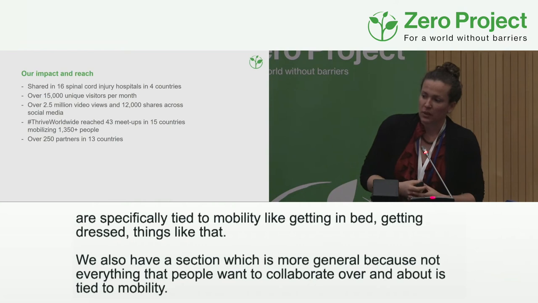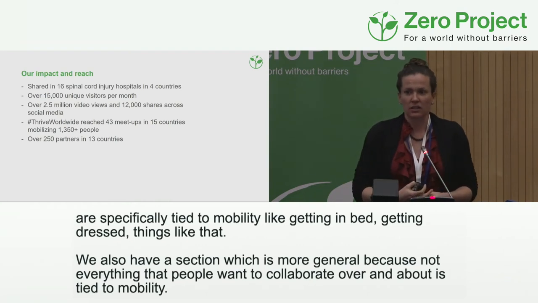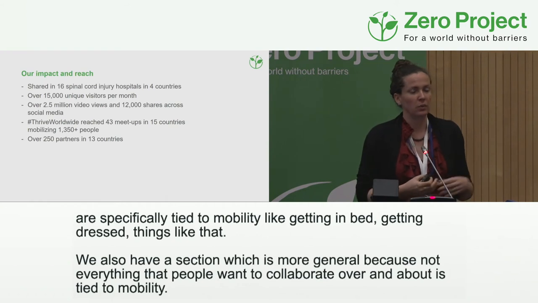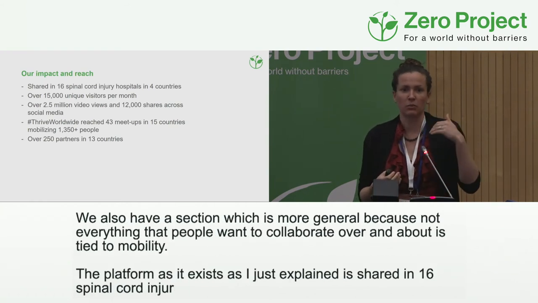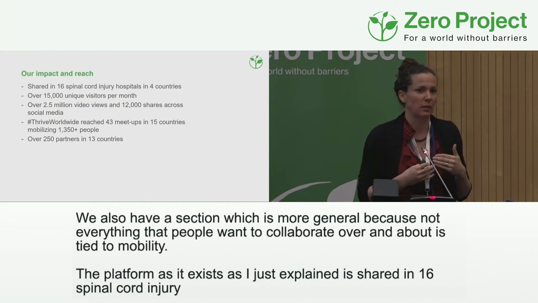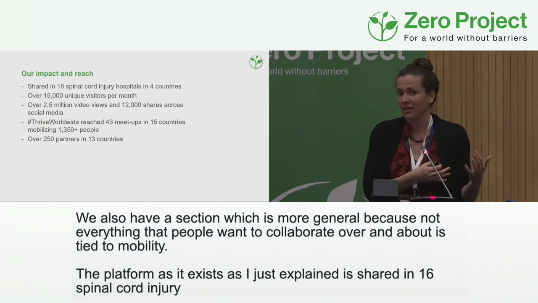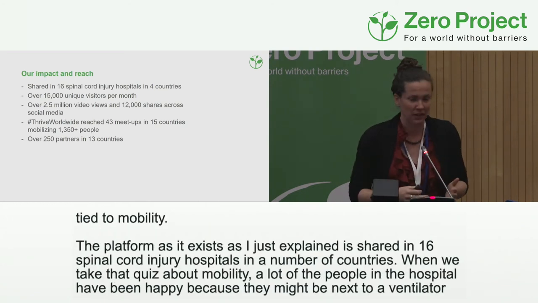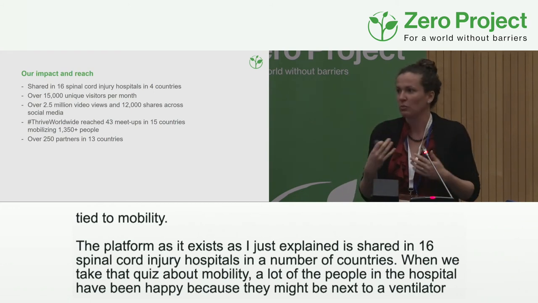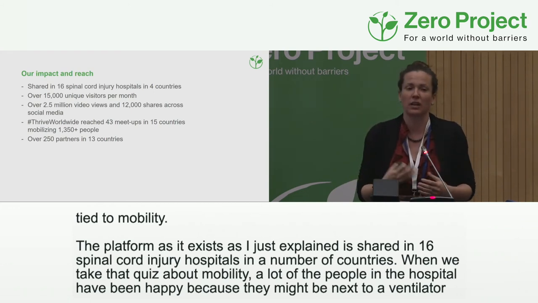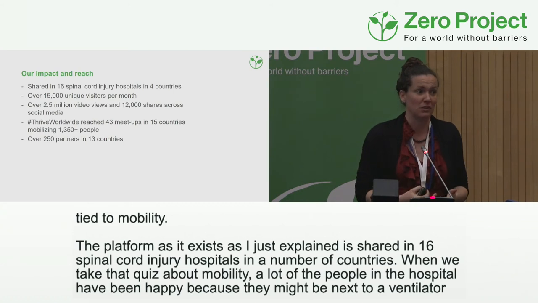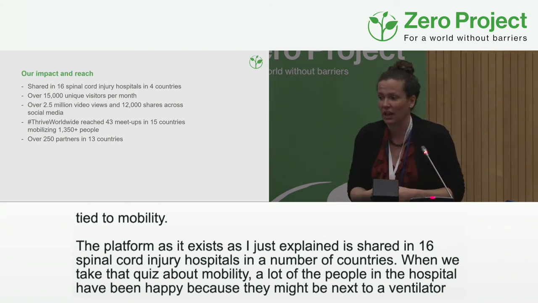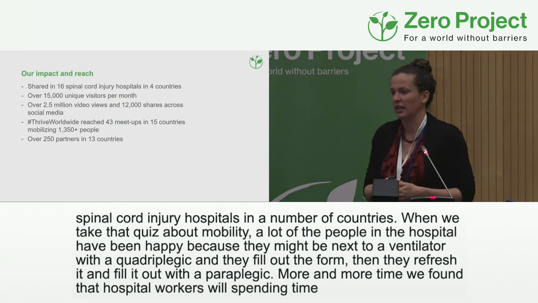So the platform as it exists, as I just explained, is shared in 16 spinal cord injury hospitals in 4 countries. When we take that quiz that I just described about the mobility, a lot of the people working in the spinal cord injury hospitals have been really happy because they might be next to a ventilator-dependent quadriplegic and they fill out the form and they just have to refresh it and they can fill it out for a paraplegic. And the more and more time we found that hospital workers were spending on Google with their patients, valuable time that they've been spending online, we wanted to shorten that and get people what they need.